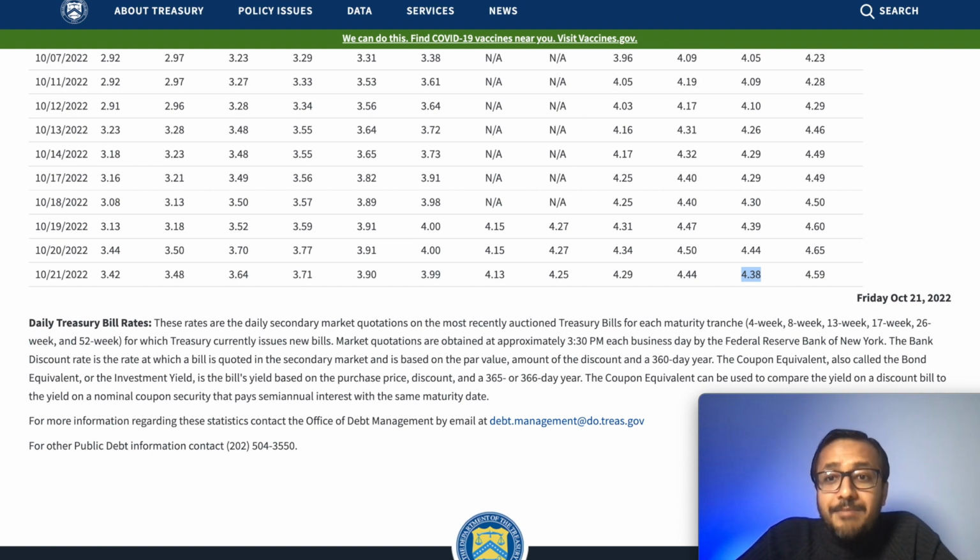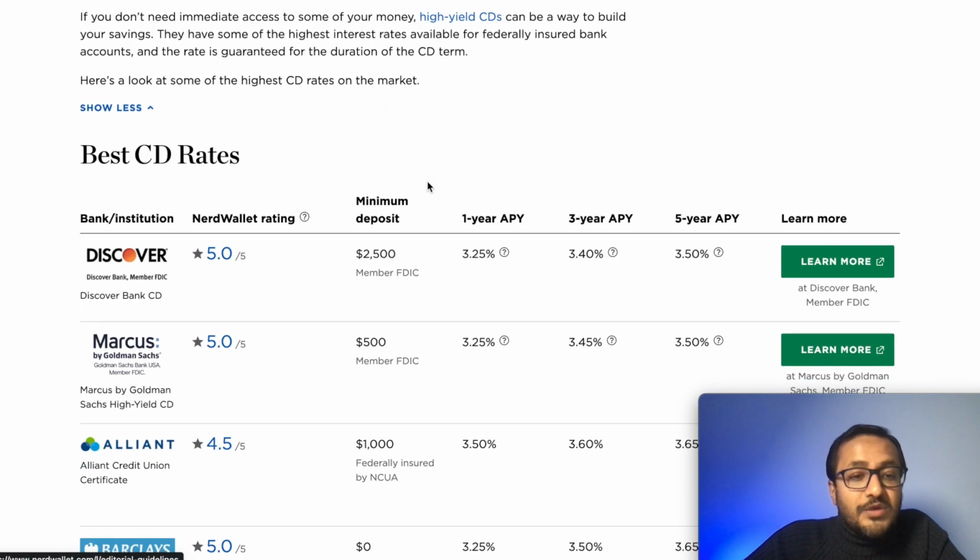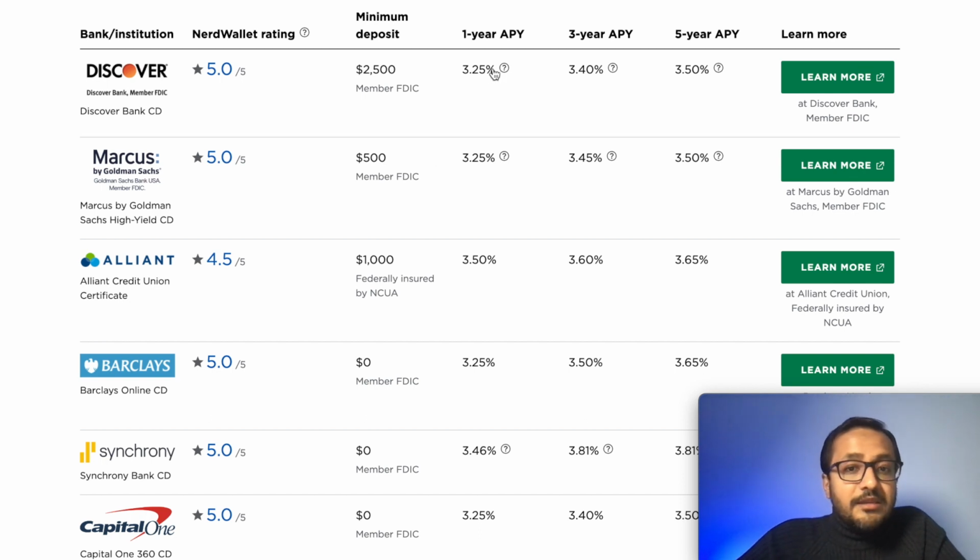Now, if you think about the bank interest rates, you can just Google it and you should be able to find many websites that can offer you the best CD rates within your state, town, or in your federal union, and so on and so forth. But here on the screen, you should be able to see the 14 best CD rates for October 2022. As you can see, for 1 year, Discover offers 3.25 APY. APY stands for annual percentage yield, which means how much effective interest rate you're going to get at the end of 1 year at the maturity.